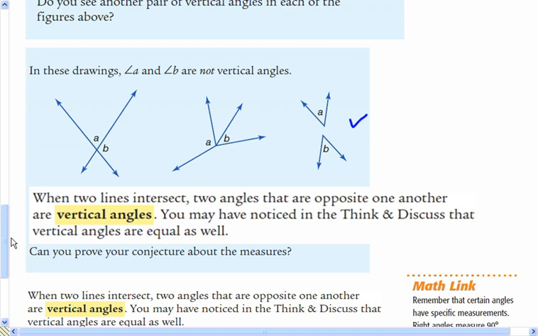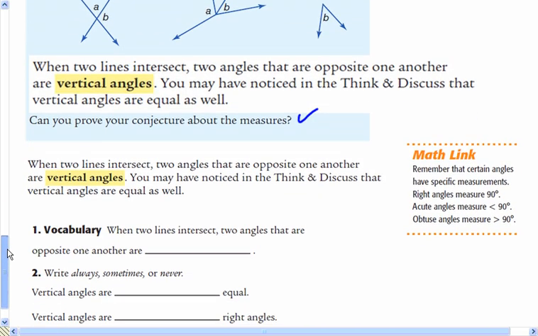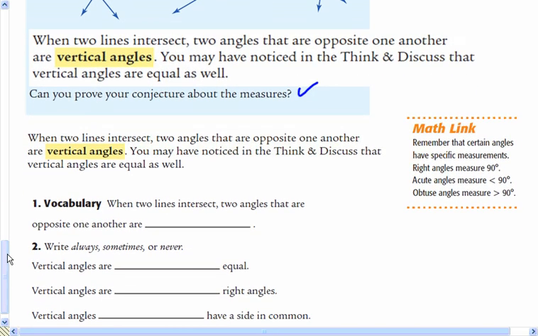You may have noticed that vertical angles are equal as well. And here we're wondering, how can we prove this conjecture that we think they're equal? I'm going to let you think about that, and if you can come up with a way, I'll give you a pop sticker on Monday, if you can show to the class, without any doubt, that vertical angles are equal.